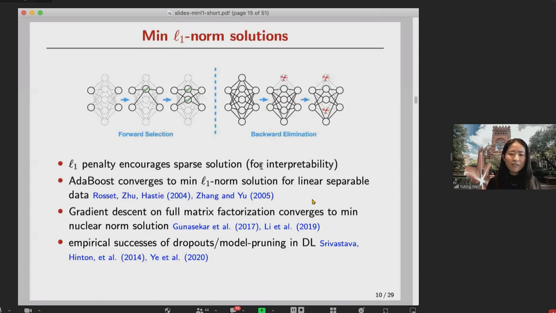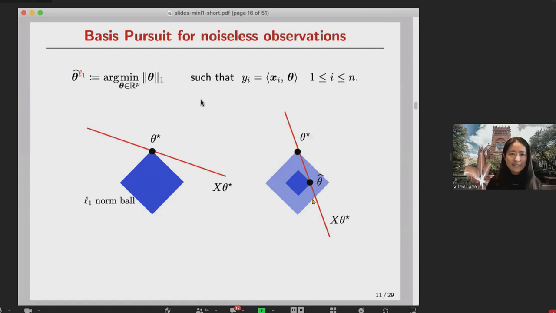There are also a lot of empirical successes of dropout and model pruning in deep learning, where you train a larger model and then trim it to get a smaller model. It is known that in many cases, these have better empirical performance. So the message that we got from this work is that a smaller model may behave similarly or even better.